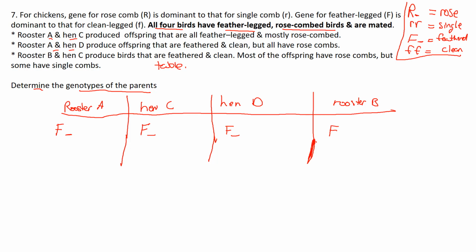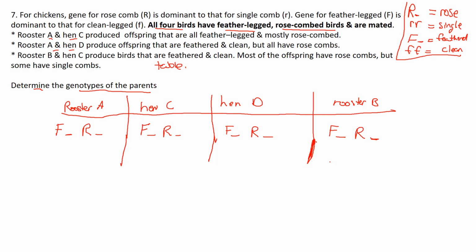So the strategy is to first do a table, put what you do know. They all have to have capital F's because they are feathered, but we don't know the other allele. We don't know if they're homozygous or heterozygous feathered. And they all have rose. Same thing with that. If they're all rose, they have to have a capital R. And again, we don't know what the other allele is, but they all have to have capital R's. So put what we do know, put a line indicating that we don't know what that is.